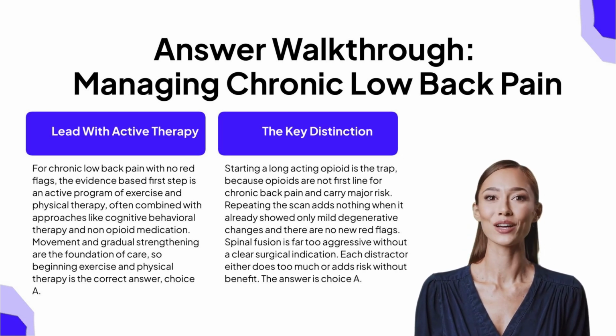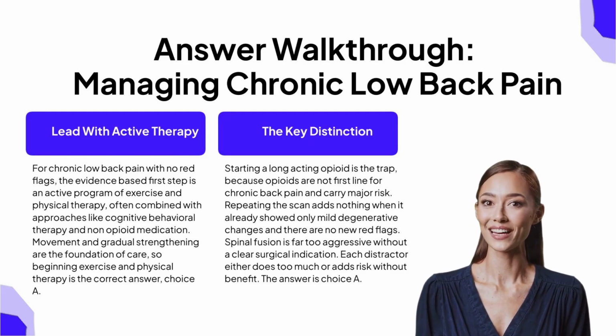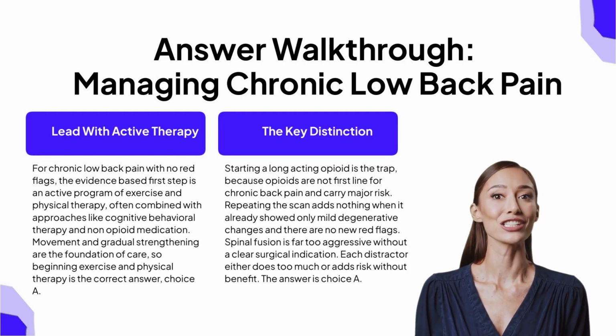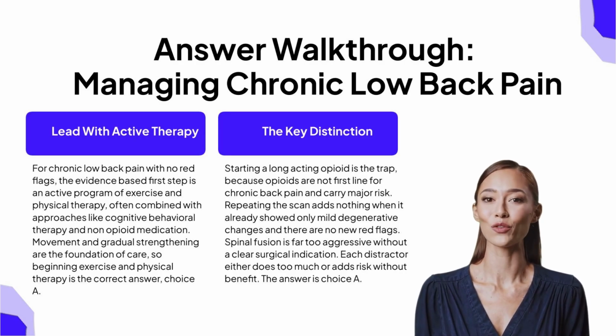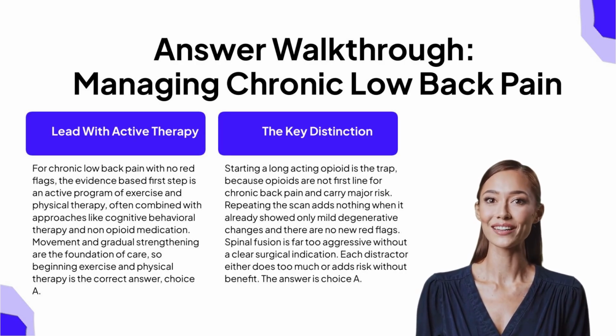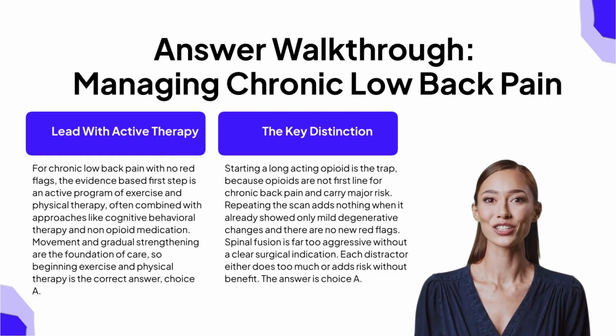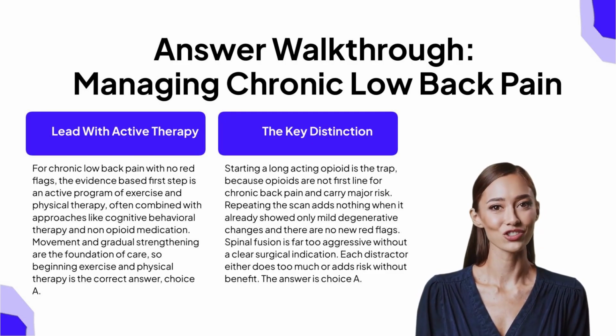Now the key distinction between the wrong choices. Starting a long-acting opioid is the trap, because opioids are not first line for chronic back pain and carry serious risk of harm and dependence. Repeating the magnetic resonance scan adds nothing when it already showed only mild changes and there are no new red flags. Referring for immediate spinal fusion is far too aggressive without a clear surgical indication. Every distractor either does too much or adds risk without benefit. The correct answer is choice A.